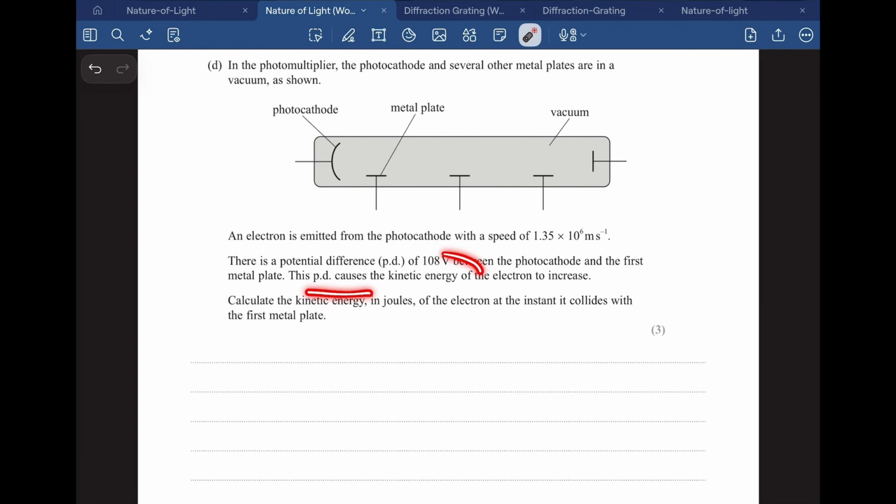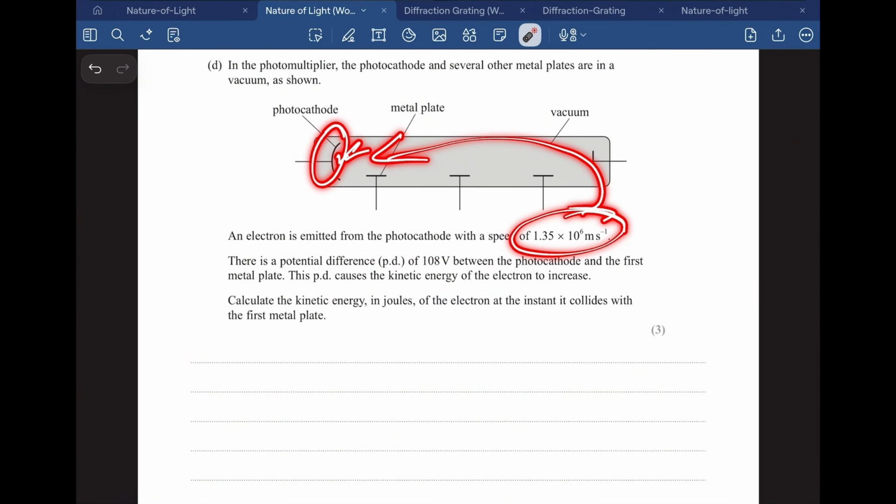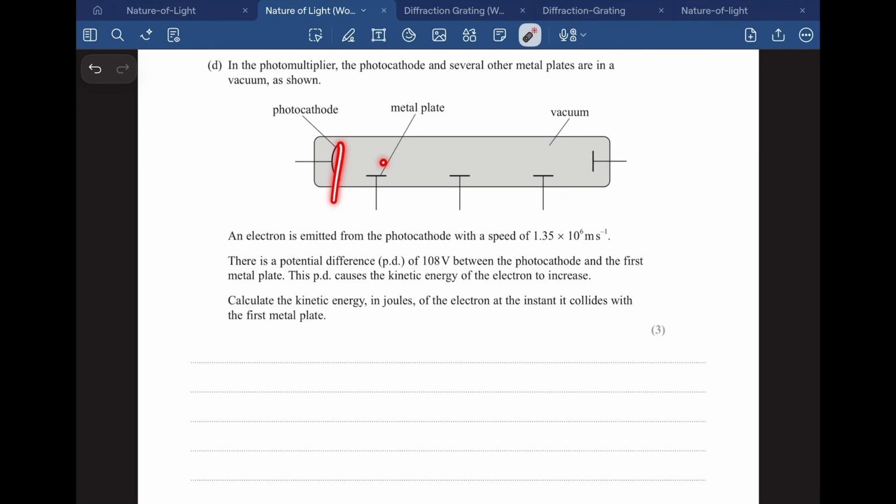This PD causes the kinetic energy of the electron to increase. As it had some speed when it was released from the cathode, that means it does have some kinetic energy as well. And again, a potential difference is applied between the photocathode and the metal plate, so its kinetic energy will increase even more. Calculate the kinetic energy in joules of the electron at the instant it collides with the first metal plate. So what will be its final kinetic energy at the first metal plate is what they have asked.